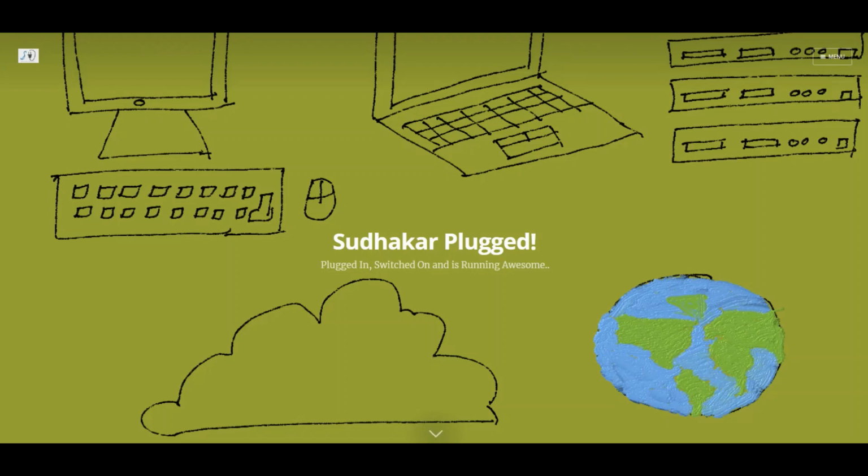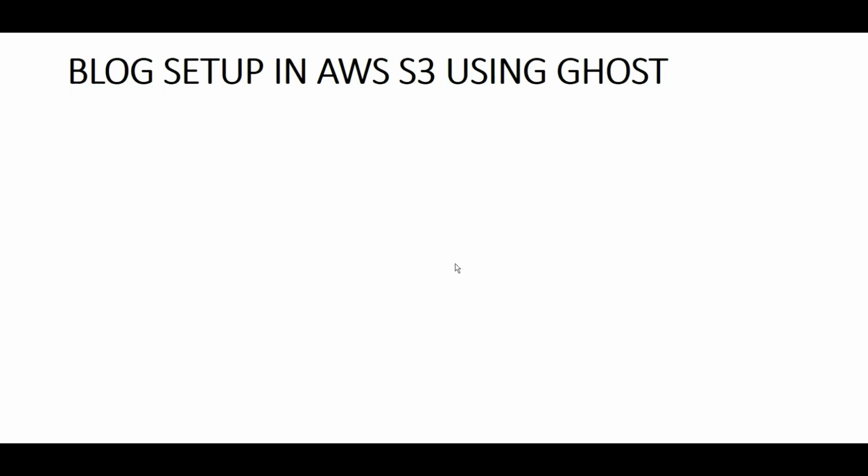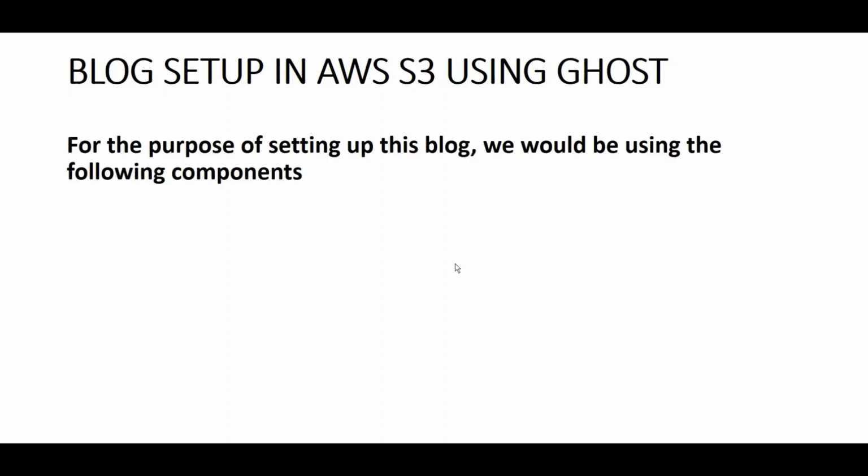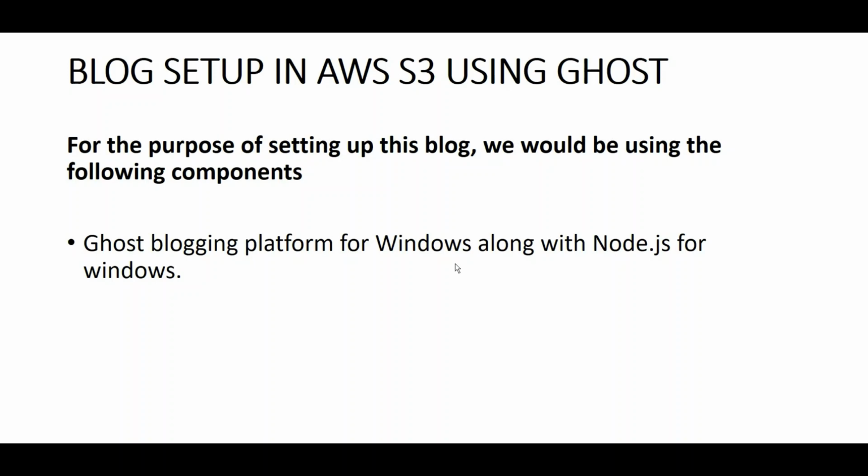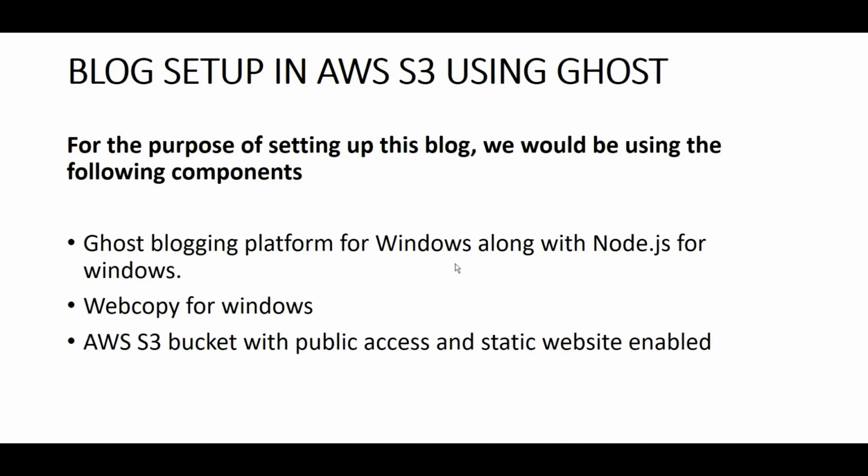I'm just going to bring up a slide which would make it easier for me to explain. Okay, so for the purpose of setting up this blog, we would be using the following components. The first one is Ghost blogging platform for Windows along with Node.js. Now, the Ghost for Windows requires Node.js because the Ghost platform is actually Java based. The second one is WebCopy for Windows, and the next one is AWS S3 bucket with public access and static website enabled. And the last and final one is AWS Route 53.